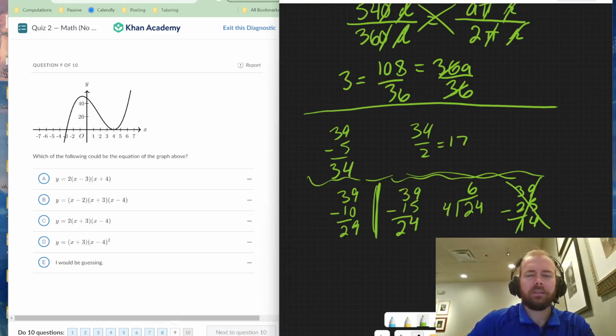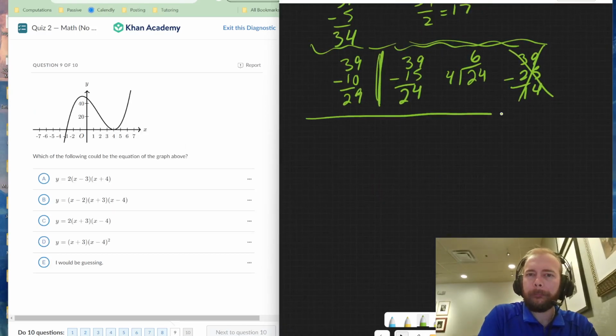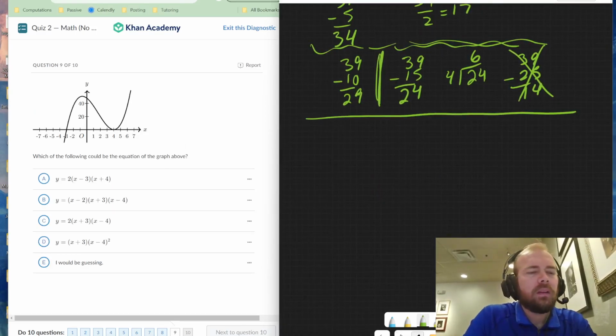All right, next one. We're rounding this off here. Okay, which of the following could be the equation of the graph above?